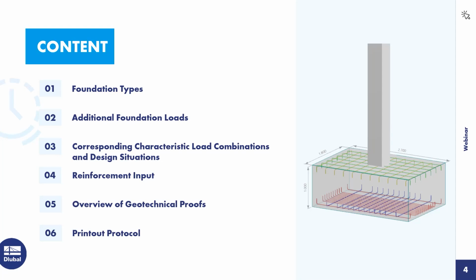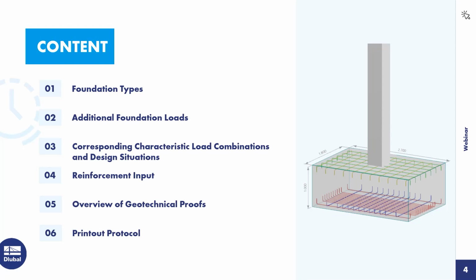Following that, I will provide an overview of reinforcement input. Here we can define mesh reinforcement, rebars, or a combination of both for the representative type of foundation. Then we will review the geotechnical proofs. This includes equilibrium of structures, ground failure, sliding safety, foundation rotation, and large eccentricities.